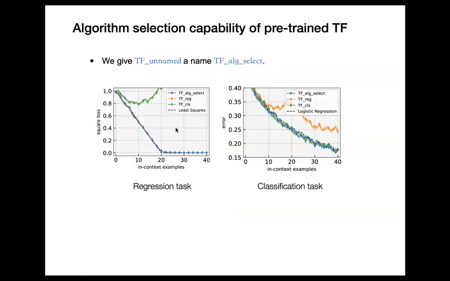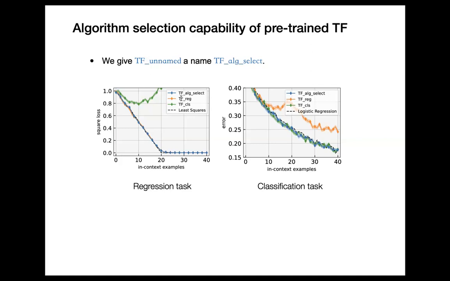So the surprising thing is here. We can call this TF-unnamed by a name, TF algorithm selection. The left-hand side is the regression task, test error versus number of in-context samples. The right-hand side is the classification task, test error versus number of in-context samples. On the left-hand side, the best algorithm is linear least squares, the dashed line. So this is the test error of least squares.